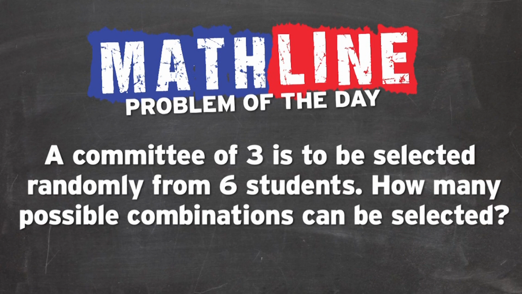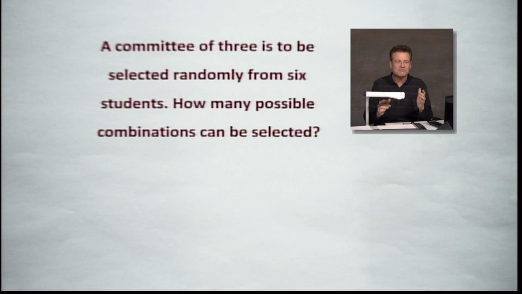A committee of 3 is to be selected randomly from 6 students. How many possible combinations, there's a key word right there, can be selected? So let's try it again. A committee of 3 is to be selected randomly from 6 students. How many possible combinations can be selected? Problem of the day. Let's work this one out and let's play with it.